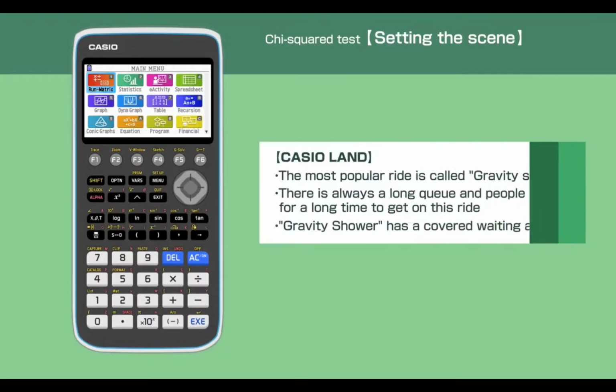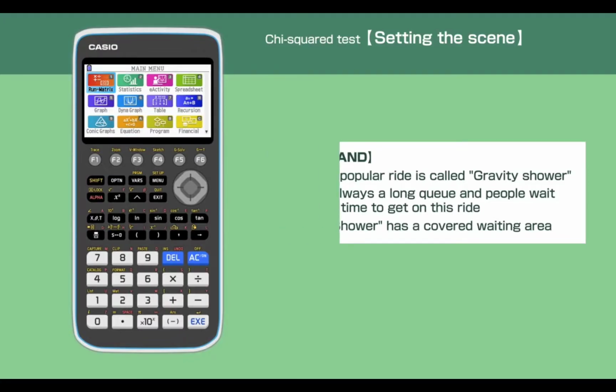The theme park Casioland has 32 rides. The most popular ride is called Gravity Shower. There's always a long queue, and people wait for a long time to get on this ride. Most rides in Casioland are outside except Gravity Shower, which has a covered waiting area.